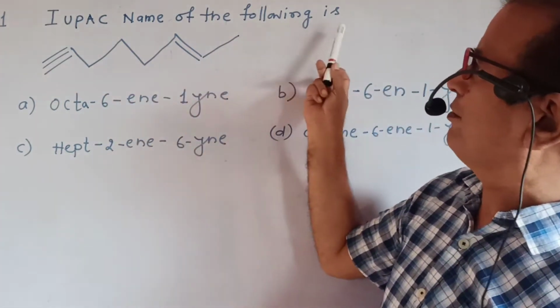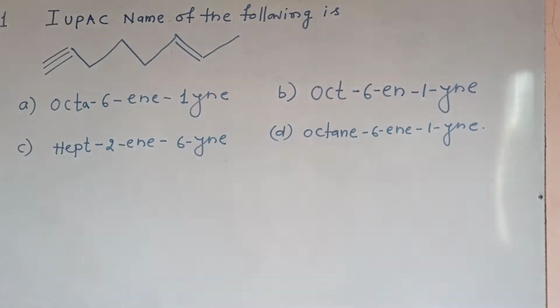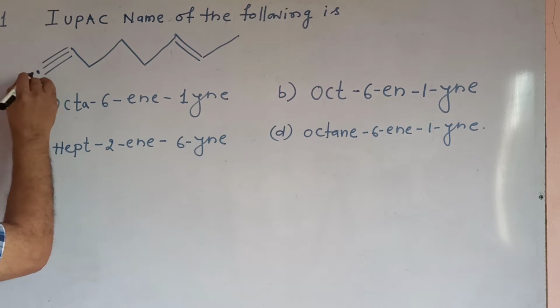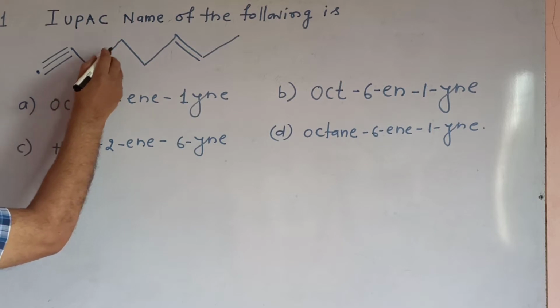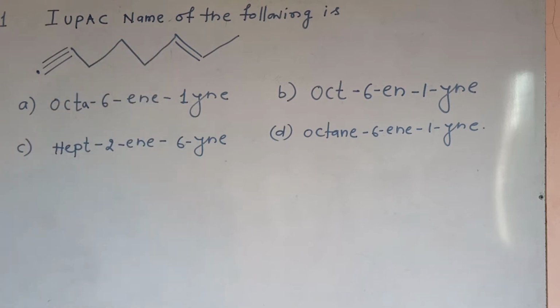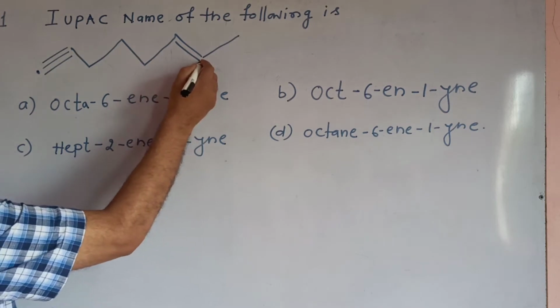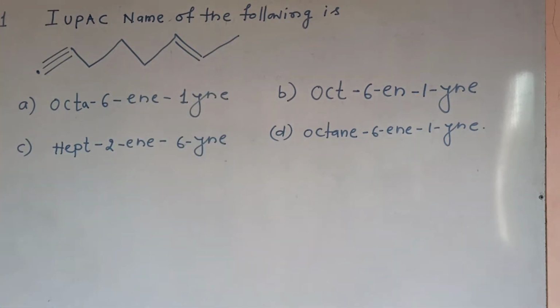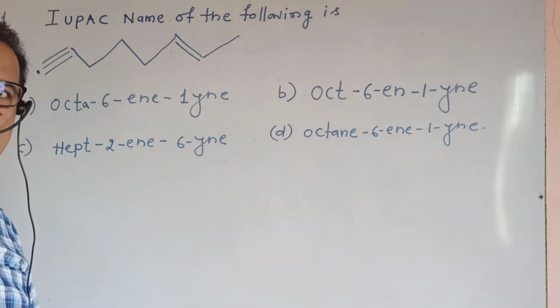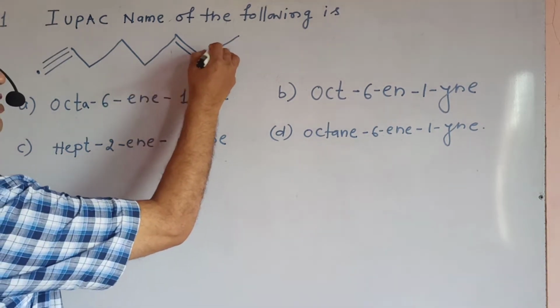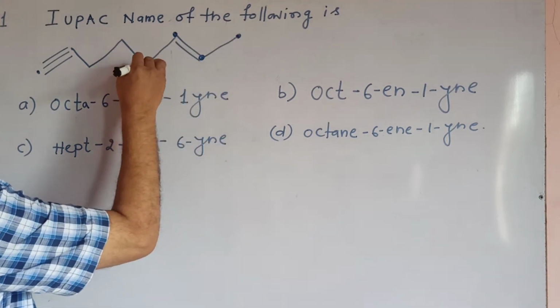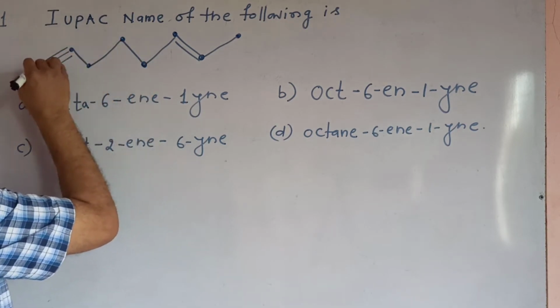What is the IUPAC name of the following? It is the bond line formula. In this formula, here CH bond is there, here only C, CH2, CH2, CH2, here CH, here CH, here CH3. The last point consists of CH3, and each corner, each angle, each angular part is related with a carbon.